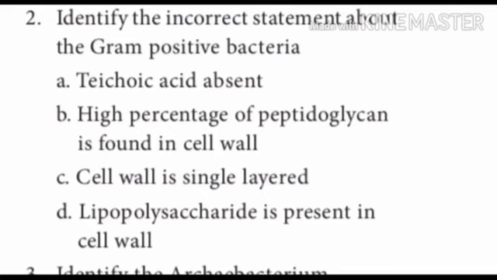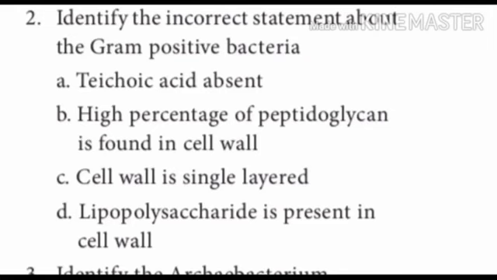A. Teichoic acid is absent. B. High percentage of peptidoglycan. C. Cell wall is single layered. D. Lipopolysaccharide is present in the cell wall. So if you refer to the table, the incorrect statement is teichoic acid is absent. So what would be the correct statement? Teichoic acid is present. So option A, teichoic acid absent, is the answer for the second question.